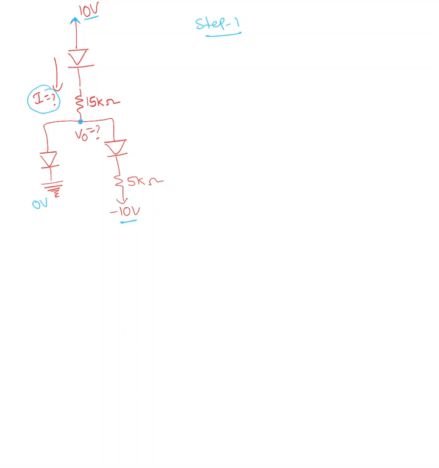So draw all the possible current flow directions. We know that current always flows from higher potential to lower potential. So that is one possibility. Another possibility from 10 to 0. Okay, and another possibility is 0 to minus 10. Those are the three possibilities. Let me label D1, D2 and D3.